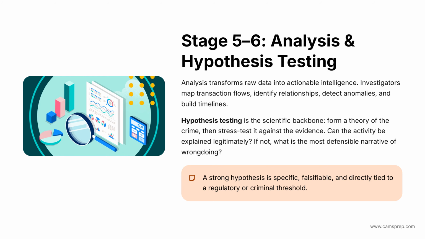Now we reach the analytical core of the investigation. Analysis transforms raw data into actionable intelligence. You map transaction flows, identify relationships between parties, detect anomalies, and build timelines that tell a story. Hypothesis testing is the scientific backbone of this stage. You form a theory of the crime, then stress test it against the evidence.